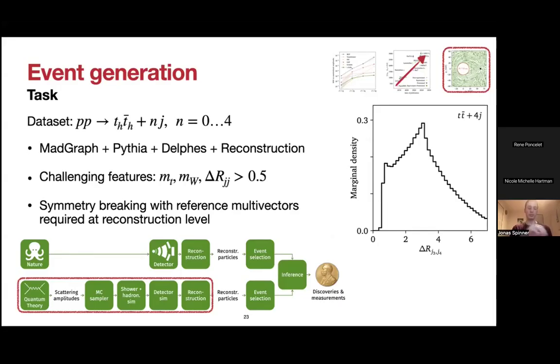And similar to the tagging task, here we are also working on reconstruction level. So the Lorentz symmetry is broken if you want, and we have to use these reference multivectors to get the correct symmetry group. If we don't do it, then we get really bad results.